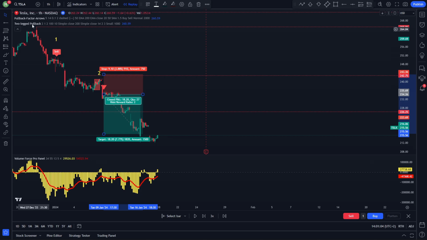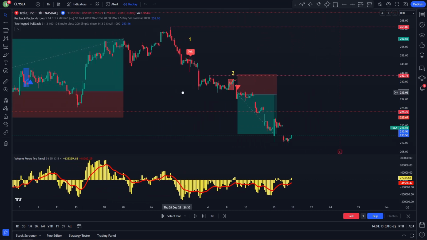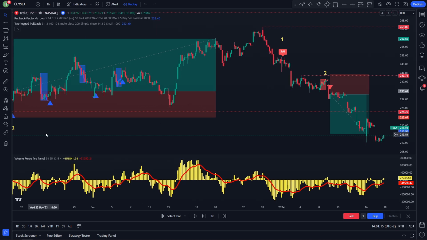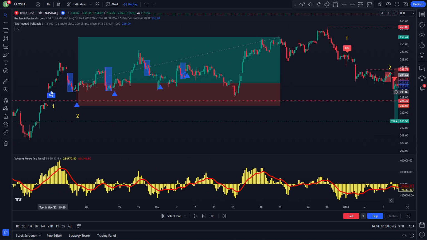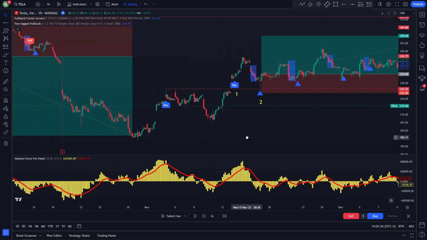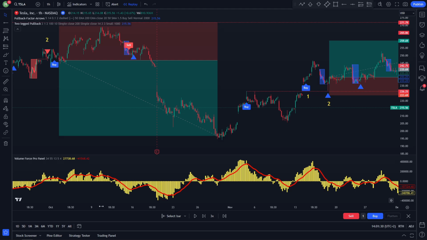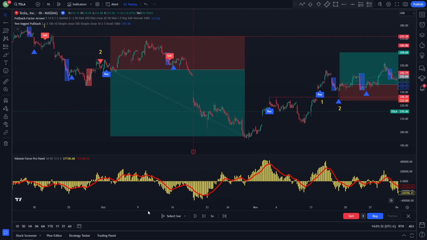Enter our trio of indicators: the pullback factor, the two-legged pullback, and the Volume Force Pro. Individually, each indicator offers a unique insight into market sentiment and price action, but when combined, they form a potent arsenal for identifying lucrative pullback opportunities. Join me as we delve into the intricacies of pullback trading and unveil the synergy of these three indicators.